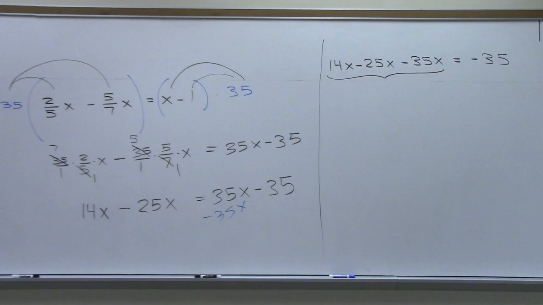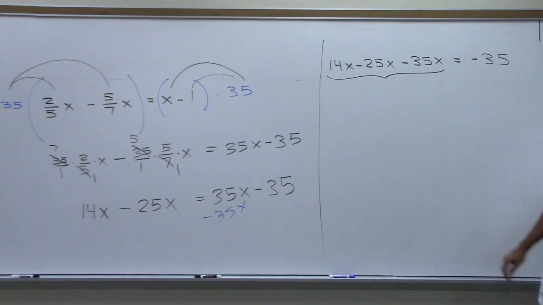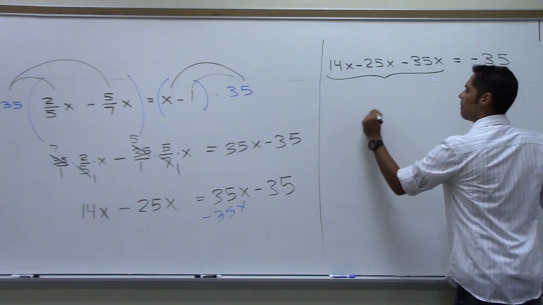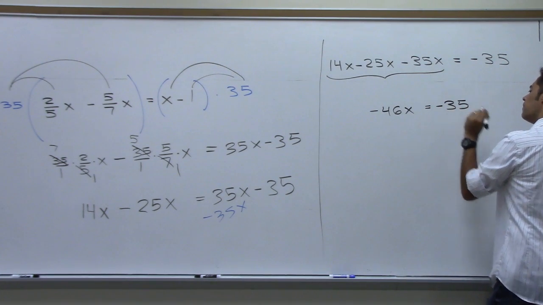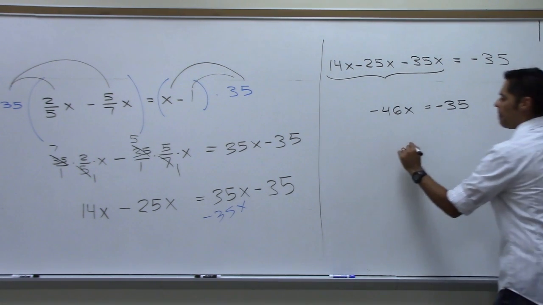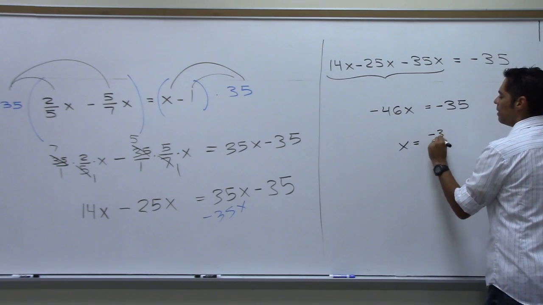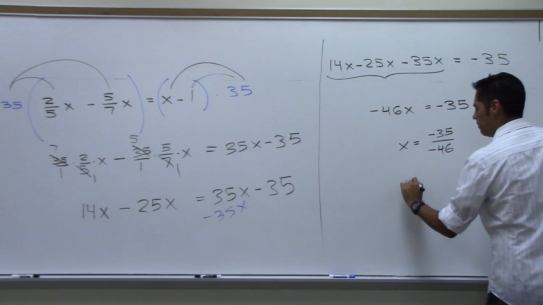So, can we put all those three together? Yeah, just put the numbers together, right? What's 14, take away 25, take away 35. So, negative 46x equals negative 35. Now what? Divide by negative 46 on both sides. And I'll have a negative divided by a negative, won't I? And that'll just turn into a positive.